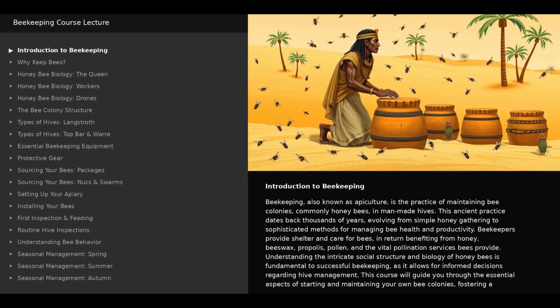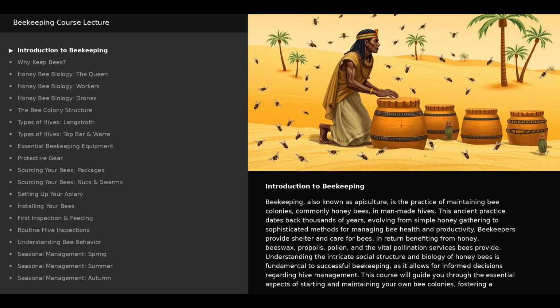Introduction to beekeeping. Beekeeping, also known as apiculture, is the practice of maintaining bee colonies, commonly honeybees, in man-made hives. This ancient practice dates back thousands of years, evolving from simple honey gathering to sophisticated methods for managing bee health and productivity. Beekeepers provide shelter and care for bees, in return benefiting from honey, beeswax, propolis, pollen, and the vital pollination services bees provide. Understanding the intricate social structure and biology of honeybees is fundamental to successful beekeeping, as it allows for informed decisions regarding hive management.